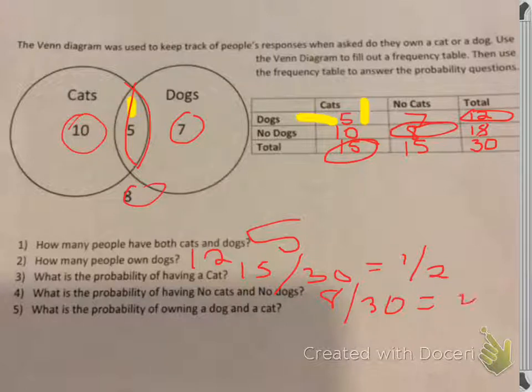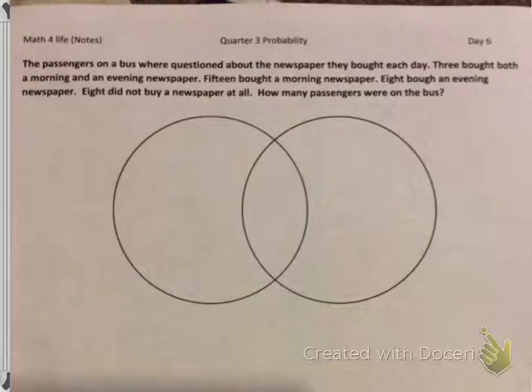4 over 15. And then the very last problem says, what is the probability of owning a dog and a cat? So dog and cat would be 5 total people out of 30, and 5 out of 30 reduces to 1 over 6. All right, one last problem here. This time we're going straight from a story problem to a Venn diagram on our own.